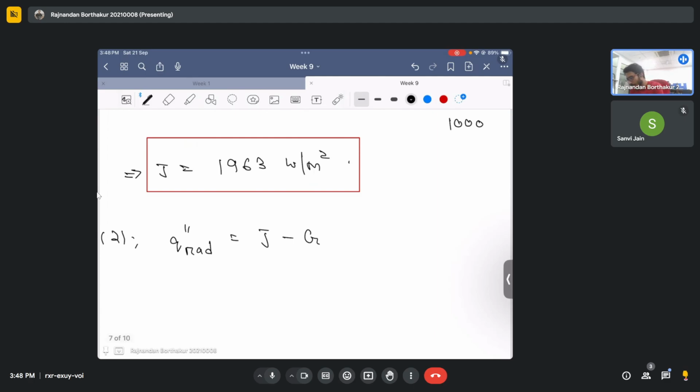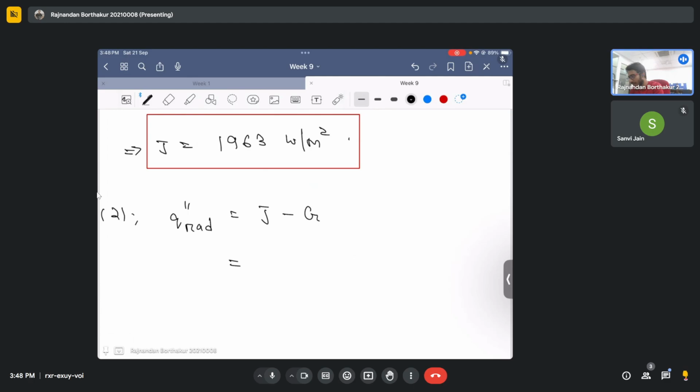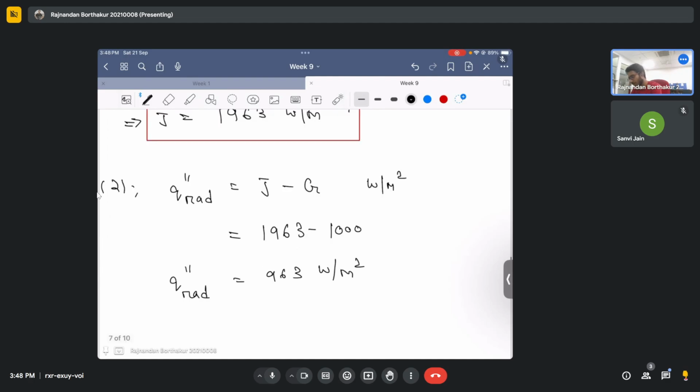So your q double dot rad is the difference between your radiosity and irradiation. So this is basically 1963 minus 1000, of course with a unit of watt per meter squared. So this will come around to be around 963 watt per meter squared. So this is your net radiation flux that leaves the surface.